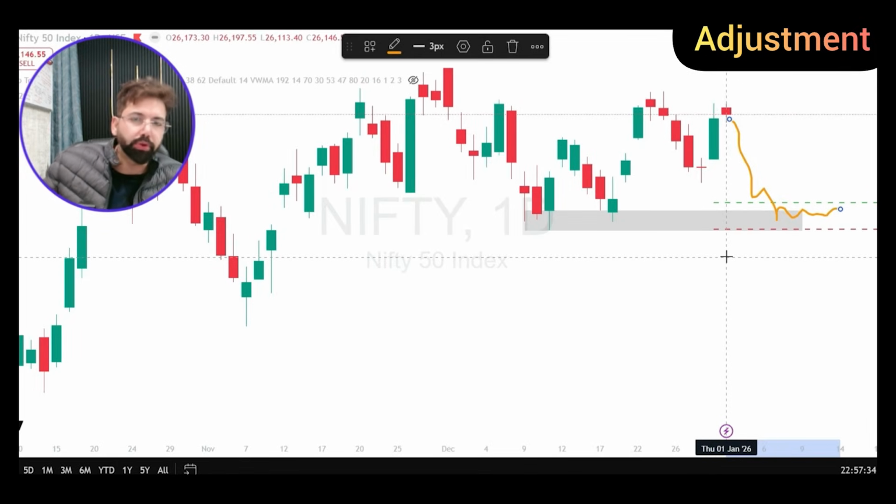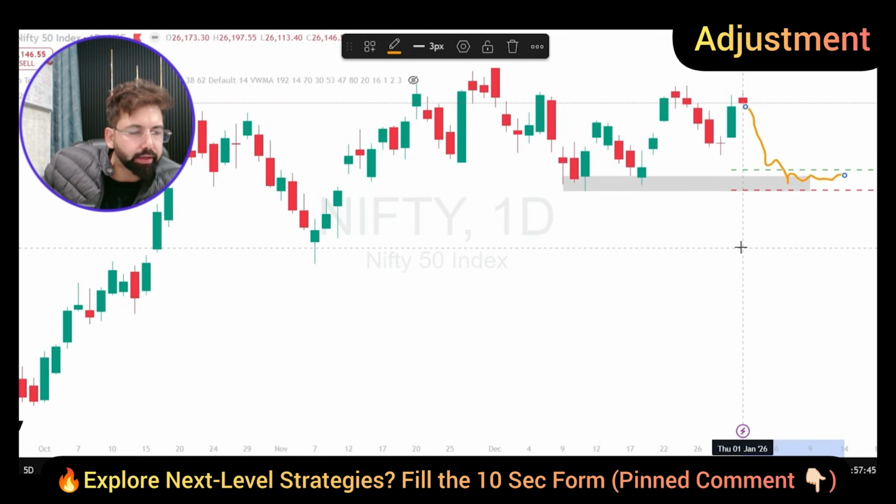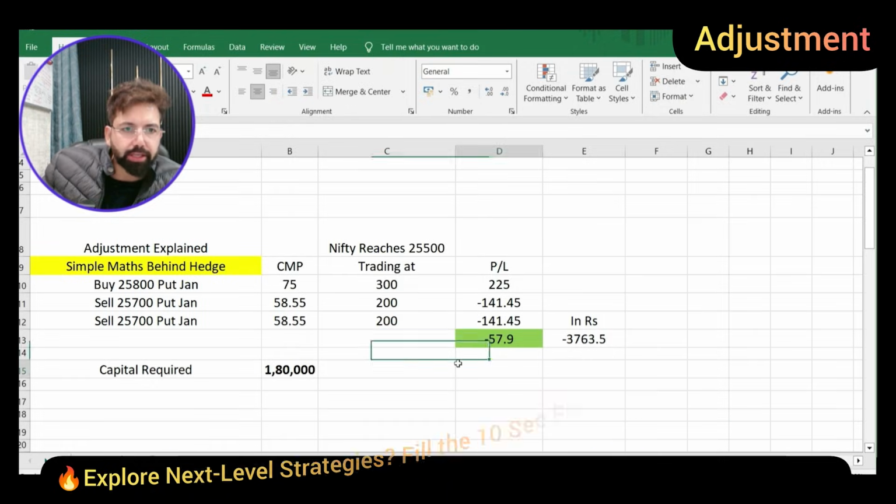If you're selling the put, that means your view is bullish. If you're selling the call, then we can look to do the exact reverse of it, right? Depends on what view you have. So if market comes over here, from here, then this is what we are expecting, which I'm showing you on the Excel.